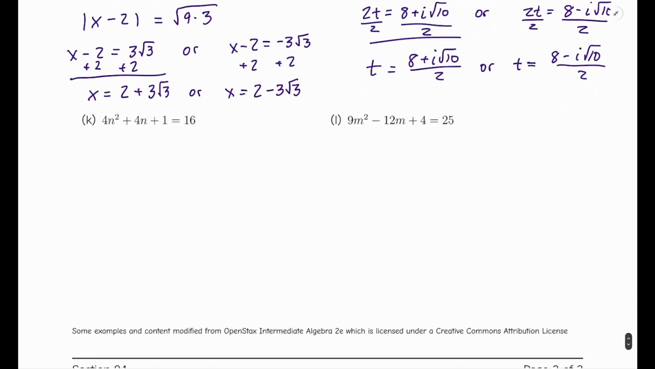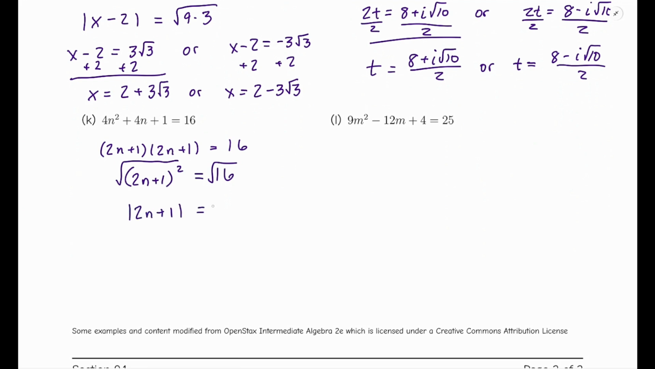Now, parts K and L may not look like we can use the square root property because we don't have a single quantity squared. But we are going to use factoring to make the square root property usable. So for example, 4n squared plus 4n plus 1 is the same thing as 2n plus 1 times 2n plus 1 equal to 16, which then becomes 2n plus 1 squared equal to 16. Take the square root of both sides.